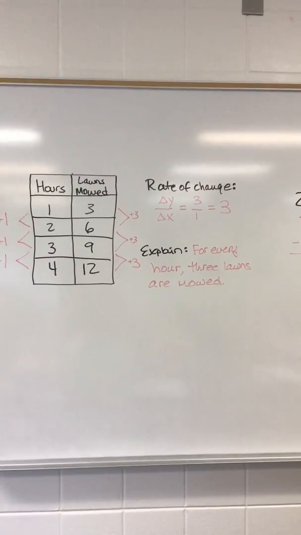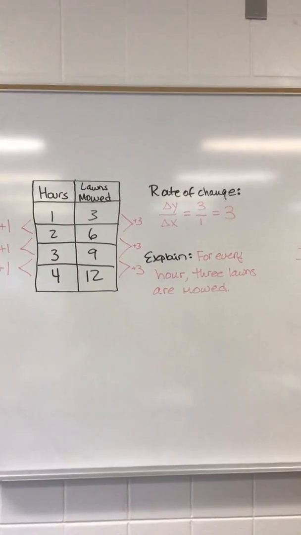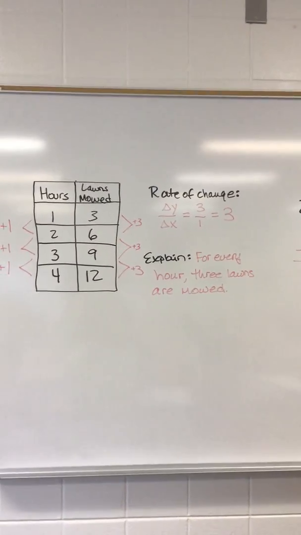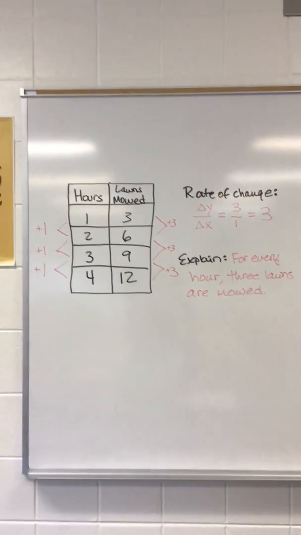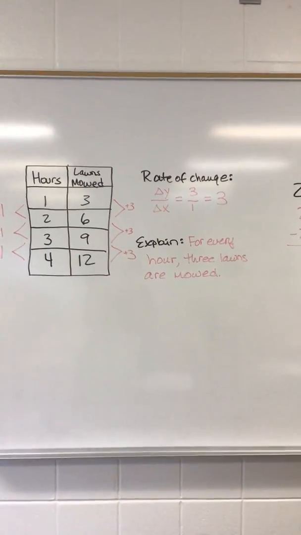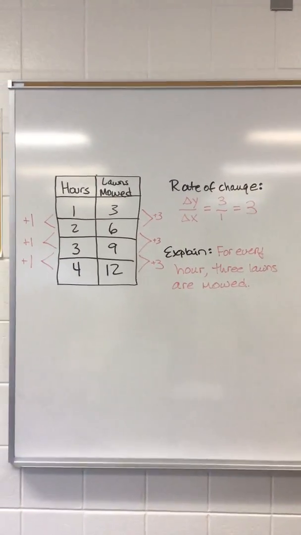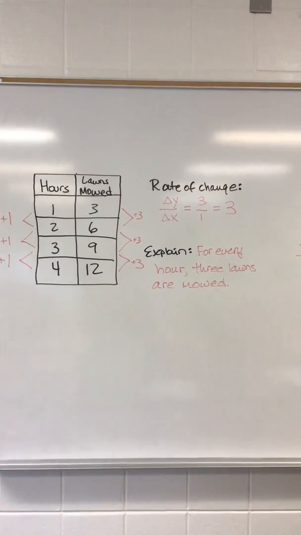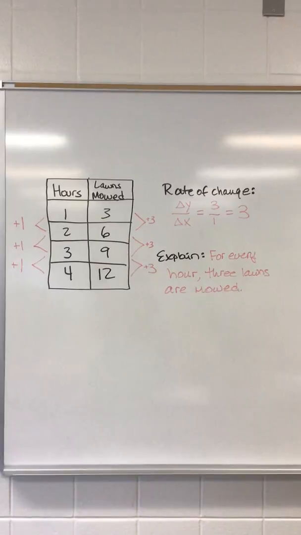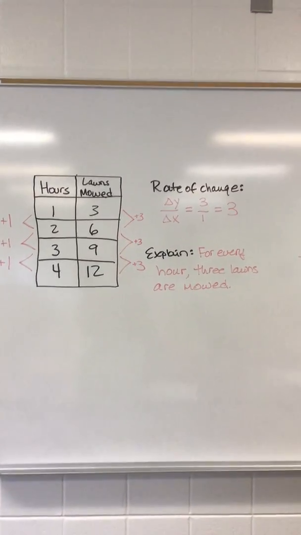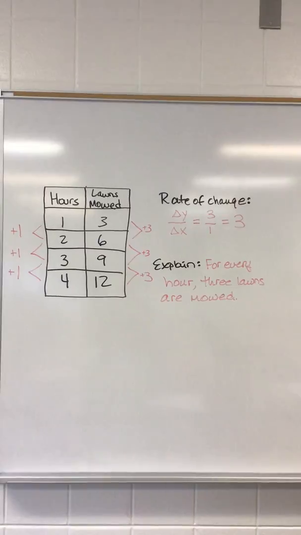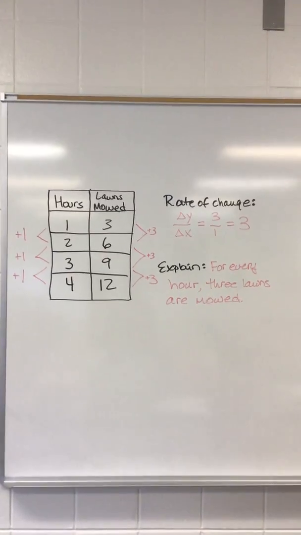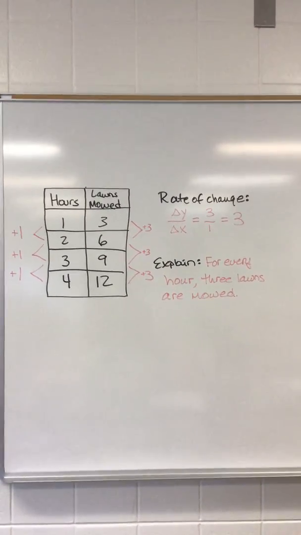So looking at the first problem, you're given the chart of hours and lawns mowed and asked to find the rate of change and explain what that rate of change meant for that problem. We know that when we have a chart and we have to find a rate of change, we have to find the slope. So we use our carets to help us find the change in y over the change in x. So we see here that x is increasing by 1, and each time that happens, the y increases by 3. So rate of change is change in y over change in x, which would be 3 over 1. So the rate of change or slope would be 3.